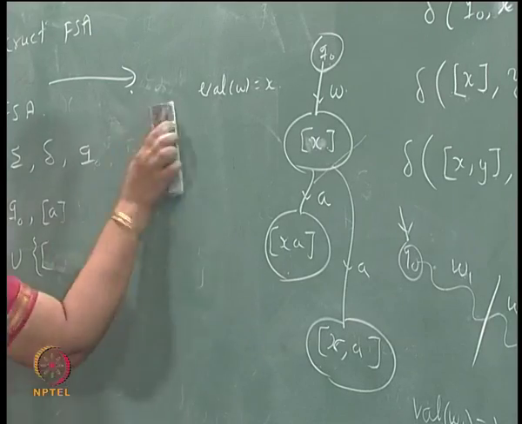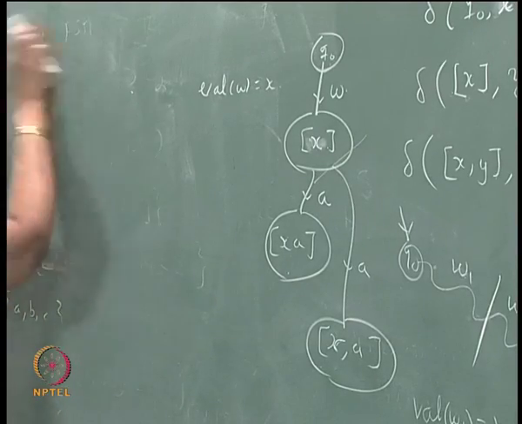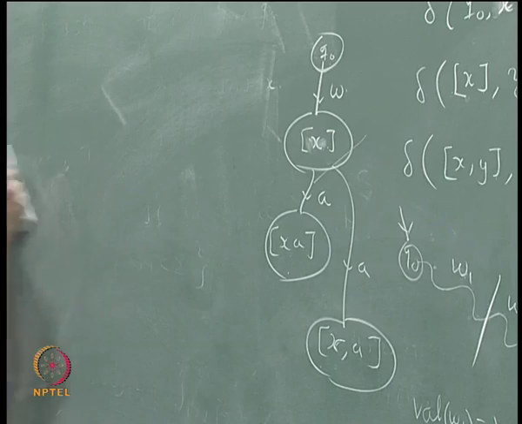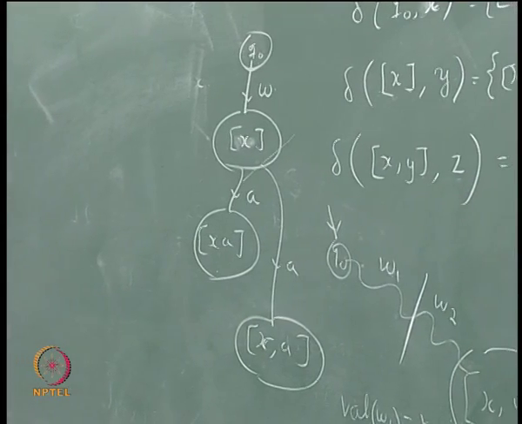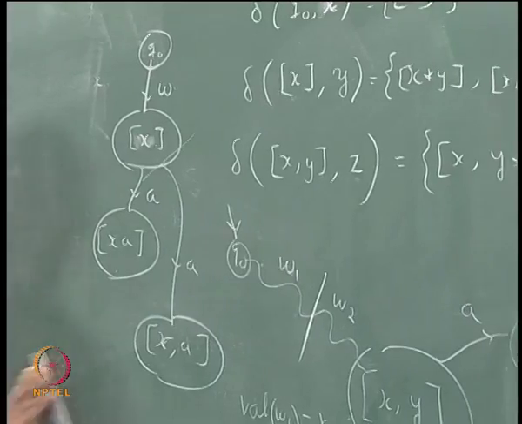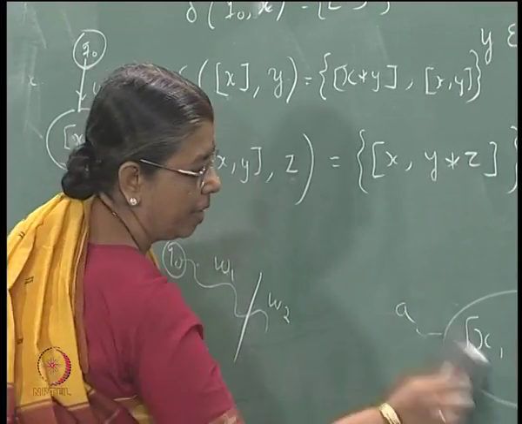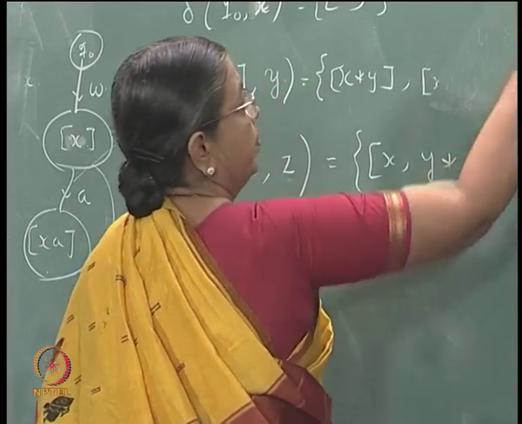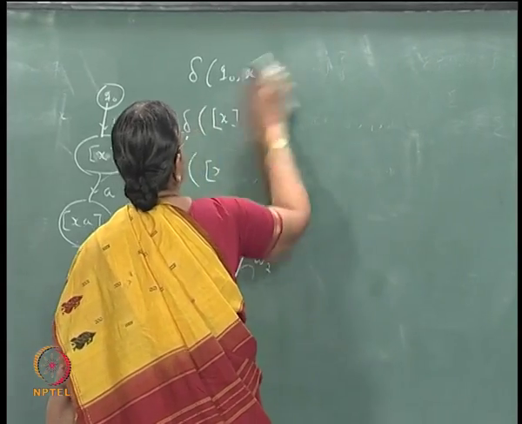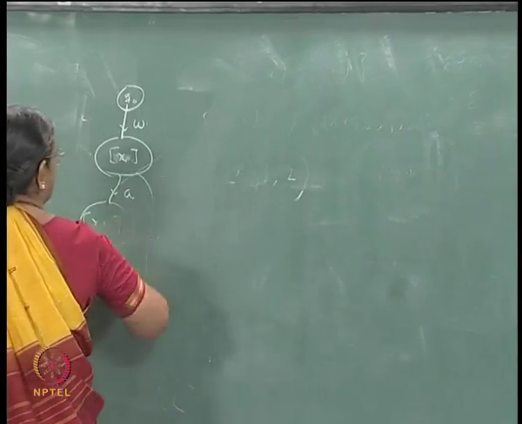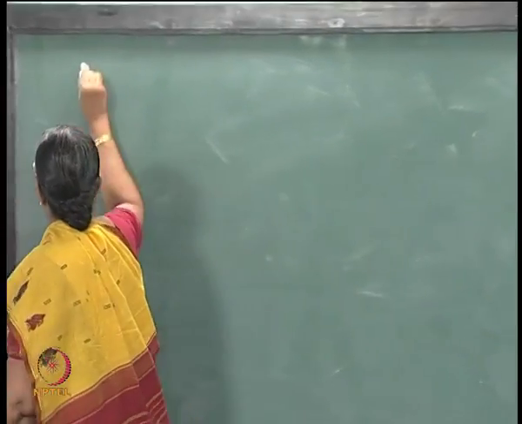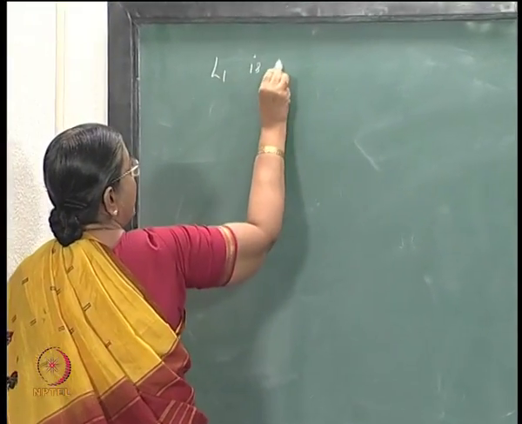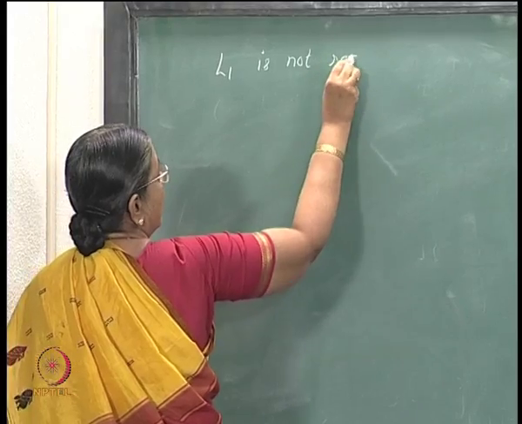So, this automaton we have constructed will accept exactly L2. So, L2 is regular. Now, we have to show that L1 is not regular.